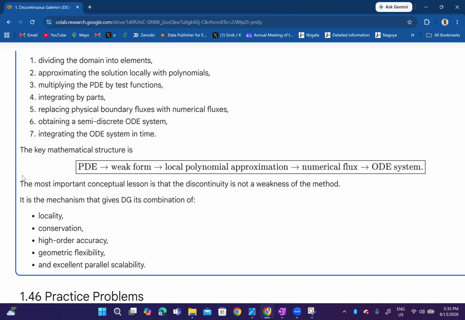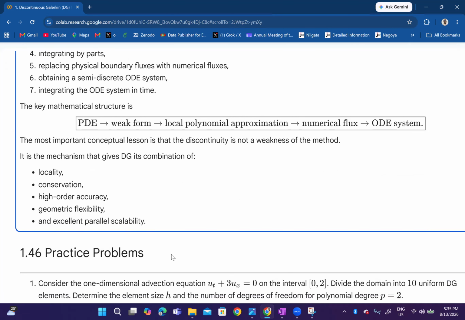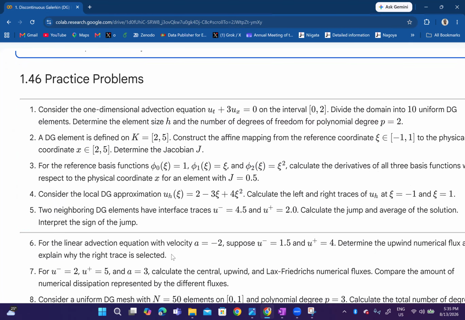The most important conceptual lesson is that the discontinuity is not a weakness of the method. Discontinuity is usually a problem in mathematics, but in this case, it is simply the mechanism that gives discontinuous Galerkin its combination of locality, conservation, high order accuracy, geometric flexibility, and excellent parallel stability. So let's see the practice problems we have here now.